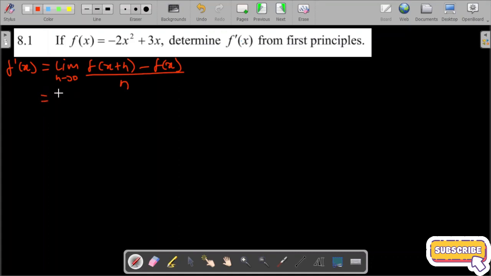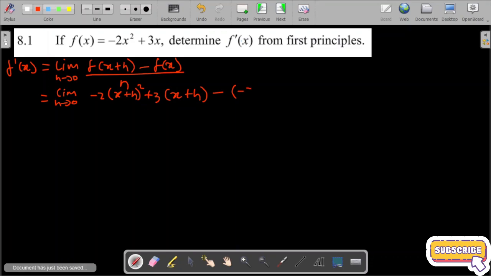Now equals, then the limit as h approaches 0. Now from here it's going to be negative 2 times (x + h) all squared plus 3 times (x + h), and then minus the whole f(x), now bracket, minus (x squared plus 3x), and then all over h.